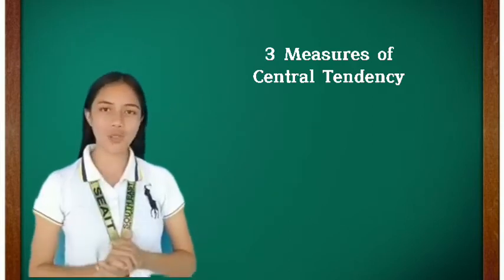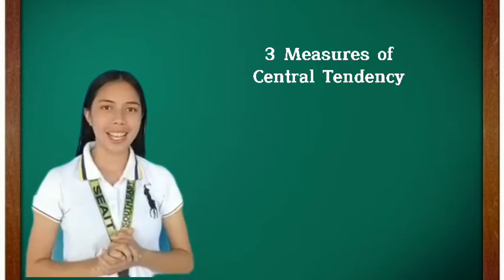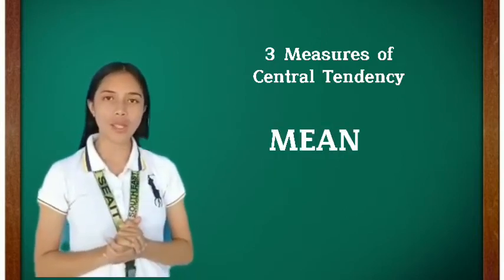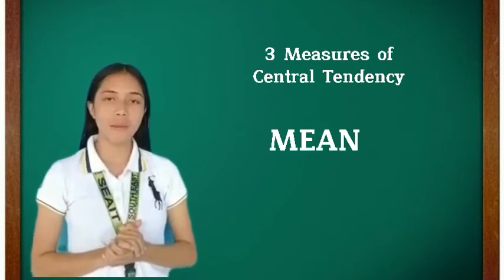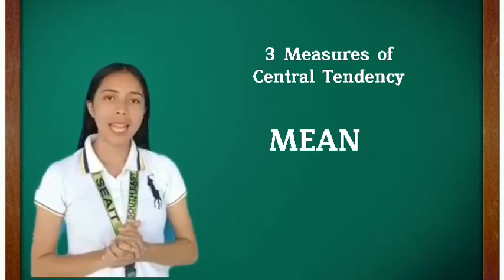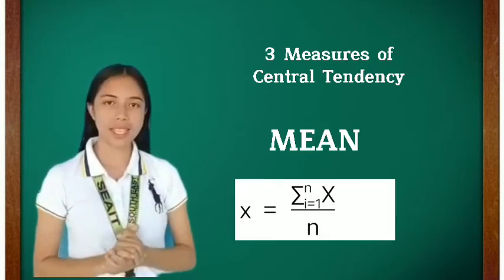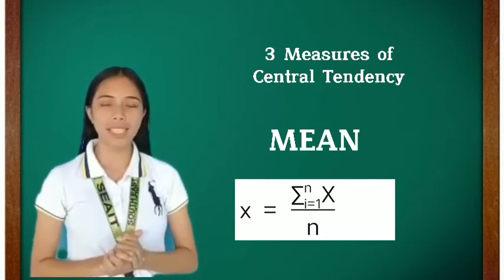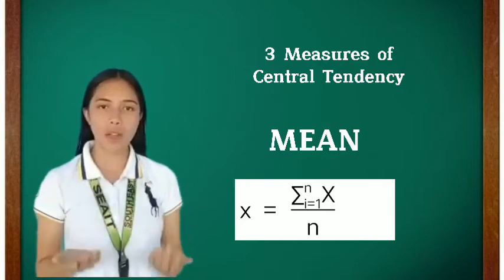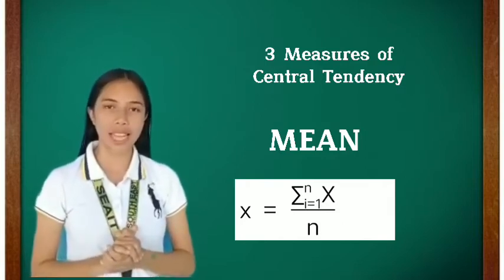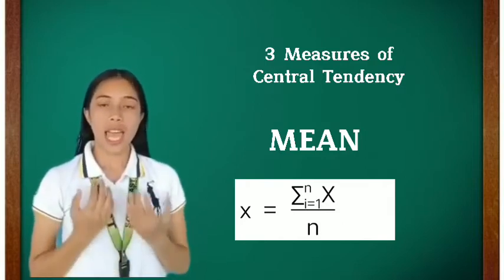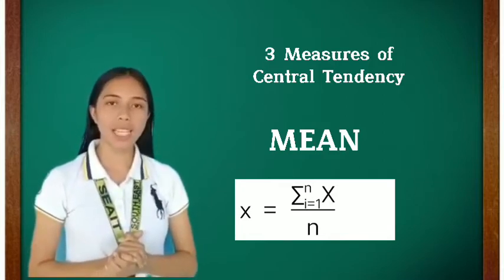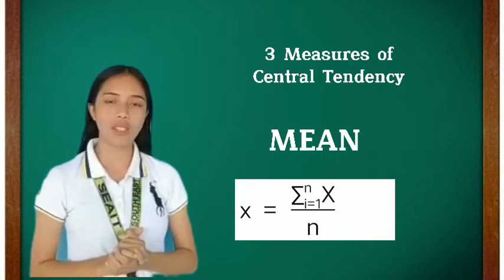The first measurement of central tendency is mean. Mean, a measure of central tendency, is also called arithmetic mean or average. Mean has a formula. This is x-bar equals the summation of n equals 1, x over n, where n is the total number of data, and the summation of n equals 1, x is the sum of the data set.